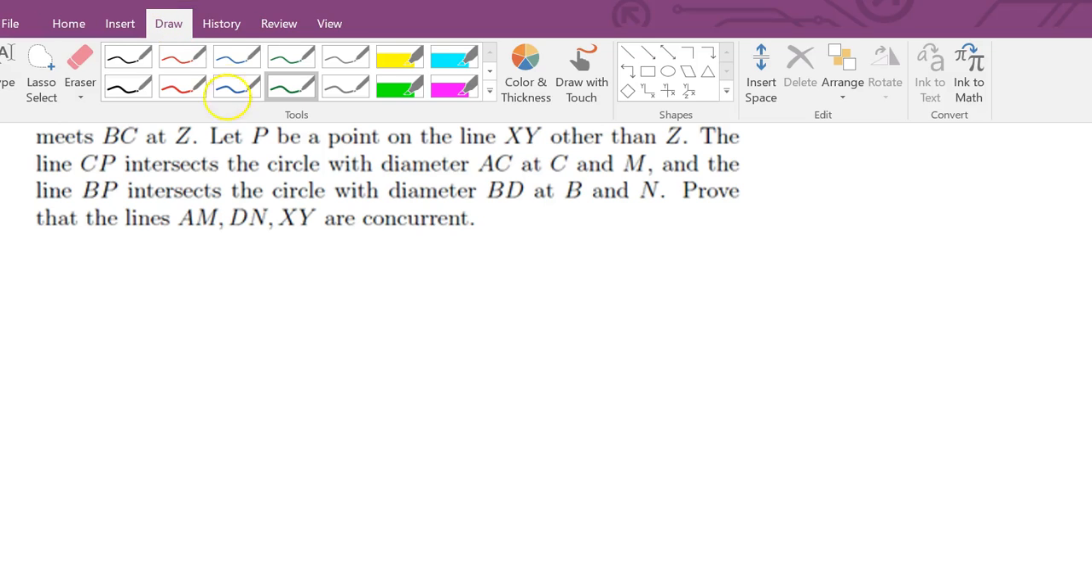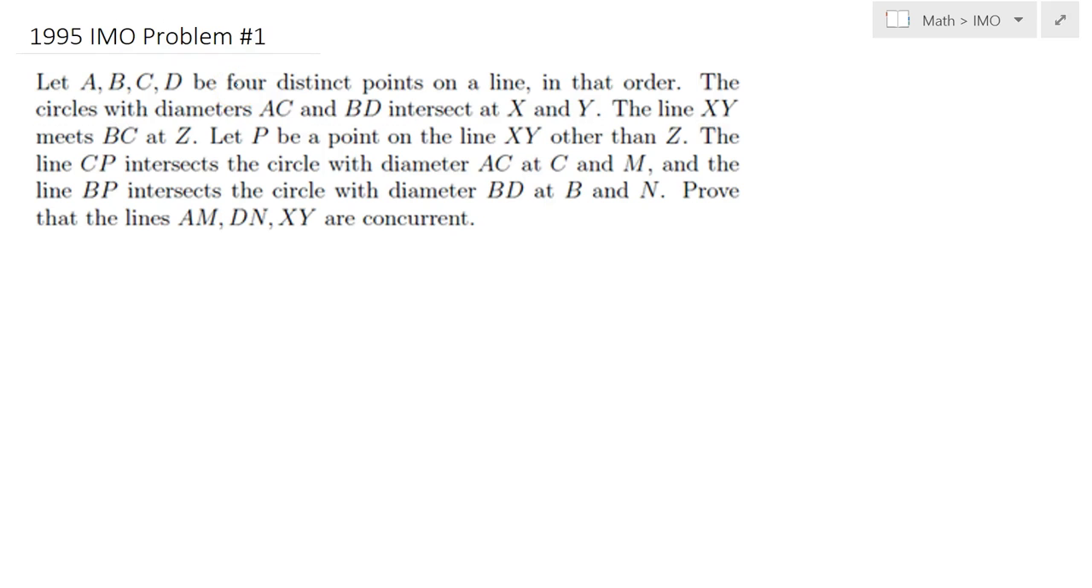Hello everybody, in this lecture we will be solving 1995 IMO problem number 1. Here's a view of this problem. 4 points A, B, C, D in that order are given on a line. So let me draw this line like that, and then we have A, B, C, and D. And the circles with diameters AC and BD intersect at X and Y.